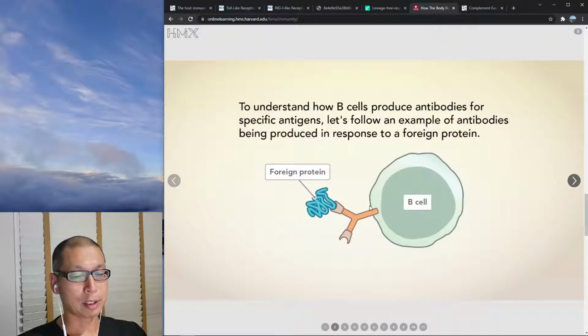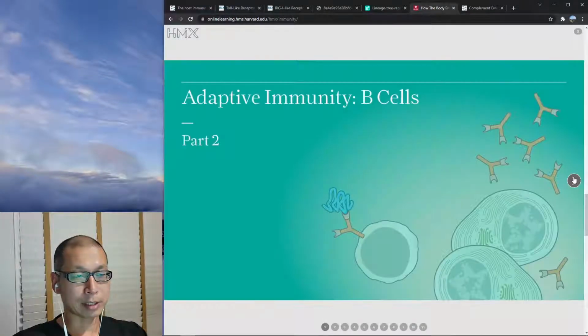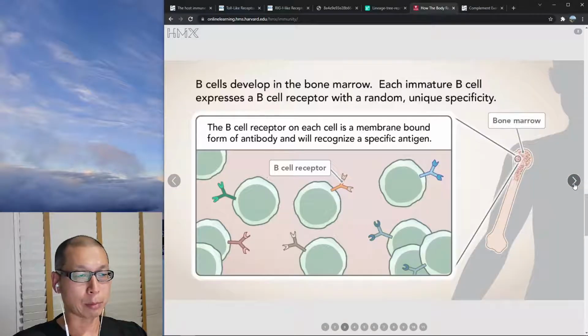This B cell. So B cells are just like T cells. They have a little B cell receptor, which is essentially a little antibody, and they have antibodies for almost every possible protein you could encounter in your life, things that you've never seen before. And when it recognizes it, it gets told that it needs to make more of it.